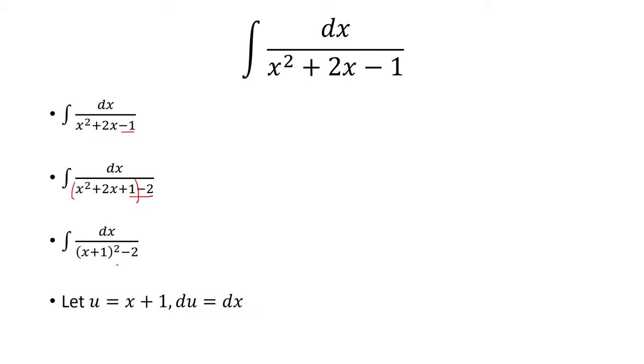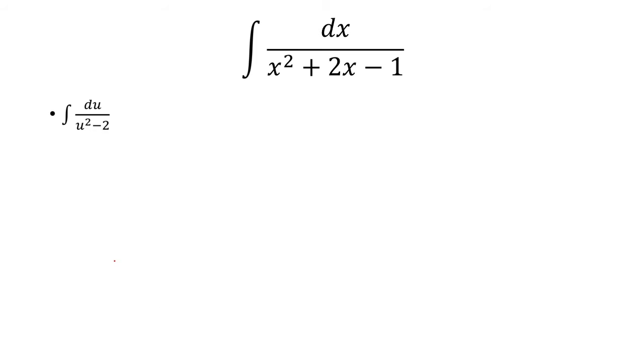So we're going to make a u substitution. I'm going to let u equal x plus 1, and then du is dx. So we're going to have du over u squared minus 2. And at this point, a lot of students will just do a trig substitution, but I'm going to avoid that by making another substitution. So I'm going to let v equal u over root 2. So then dv will be du over root 2.